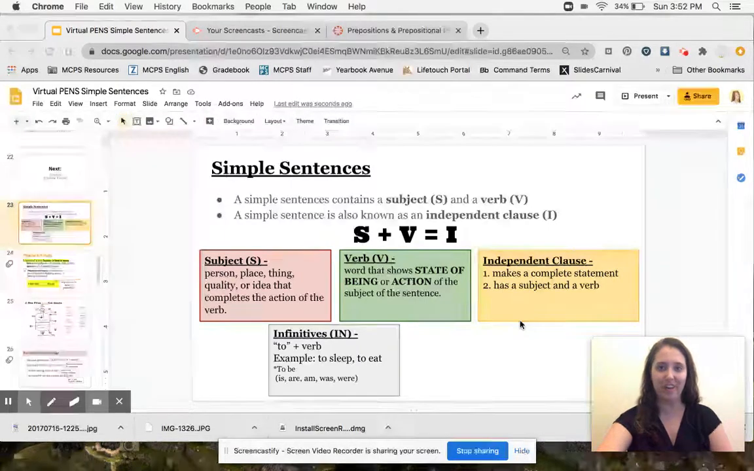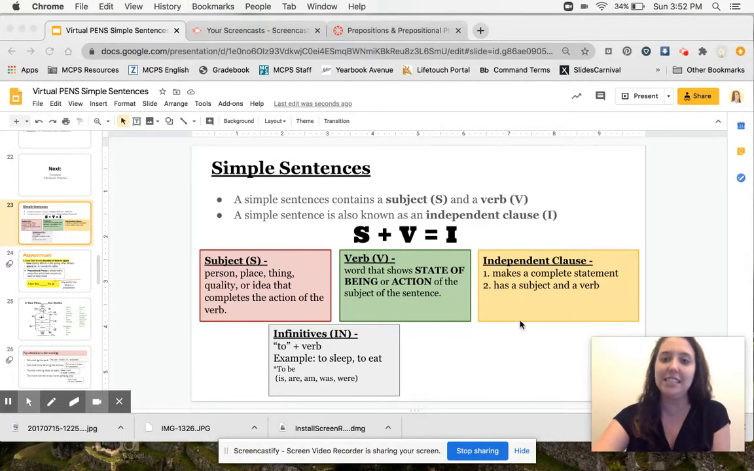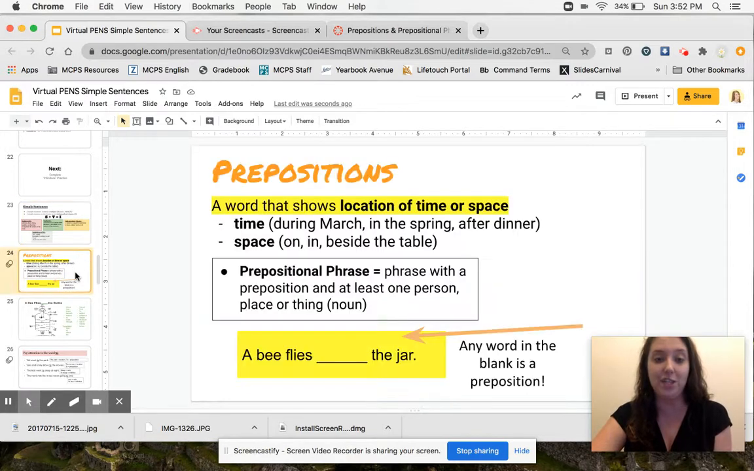We are continuing our discussion of simple sentences. We have already discussed that simple sentences contain a subject and a verb and that they create an independent clause. We've also talked about infinitives. Those are our two verbs like to sleep, to eat, or to be. Today we are going to talk about prepositions.